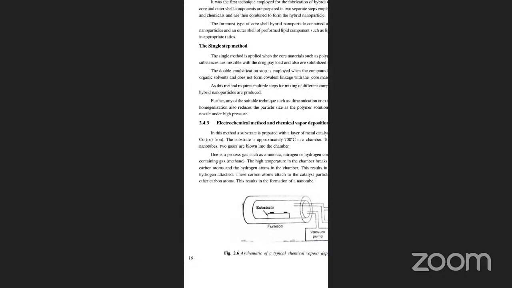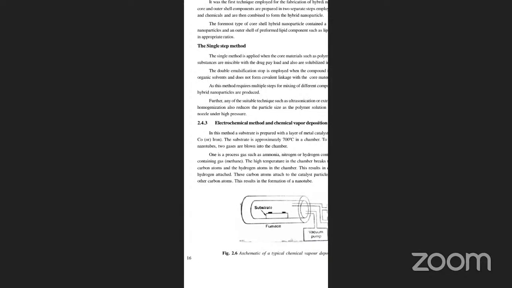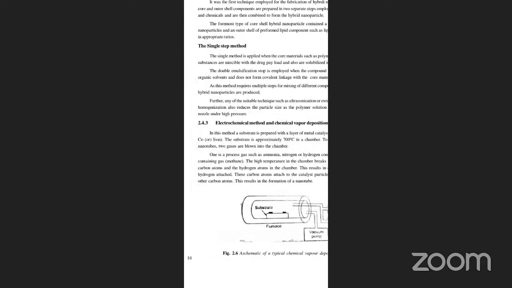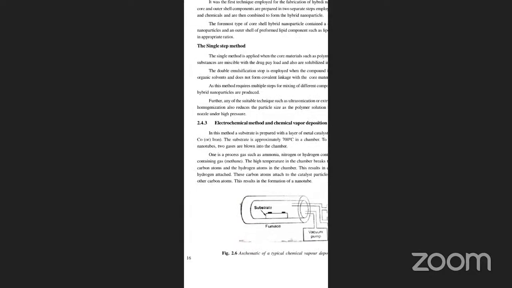One is a process gas such as ammonia, nitrogen, or hydrogen, and the other contains one carbon atom, a carbon-containing gas such as methane. The high temperature in the chamber breaks the bonds between the carbon atoms and the hydrogen atoms. This results in carbon atoms with no hydrogen attached. These carbon atoms attach to the catalyst particles, where they bond with other carbon atoms. This results in the formation of a nanotube.